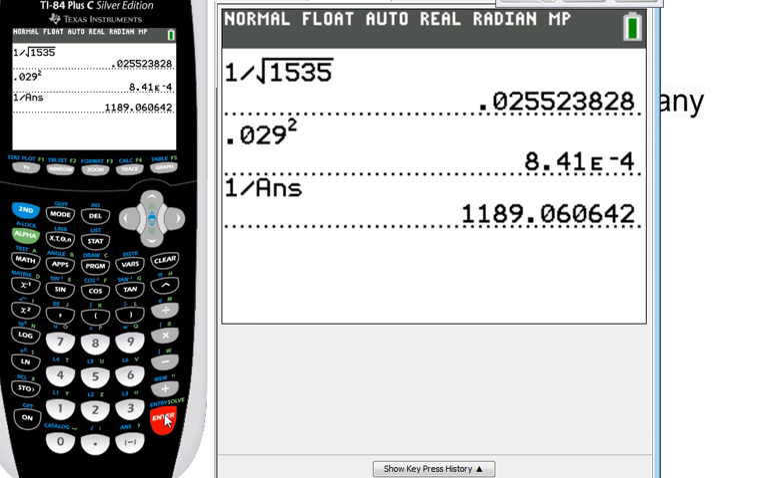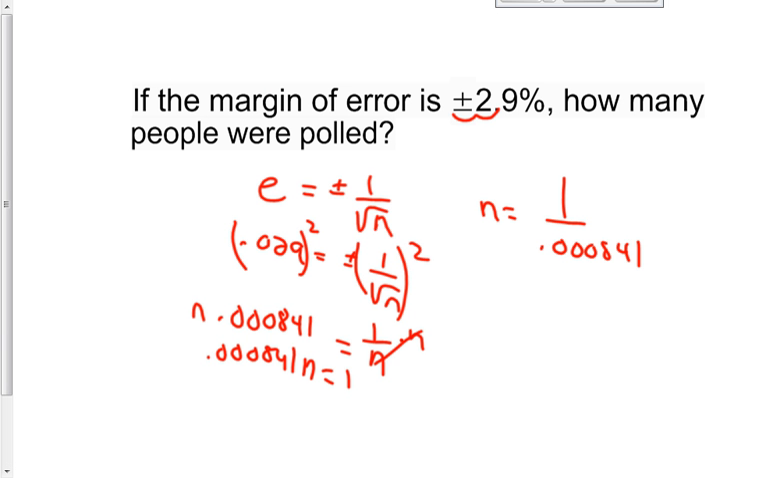1 divided by my previous answer should come up with my value, 1,189.06. Now remember, this is talking about a population. This is people. I can't round up. So 1189 should be my population. If the margin of error was plus or minus 2.9%, how many people? 1,189 people.